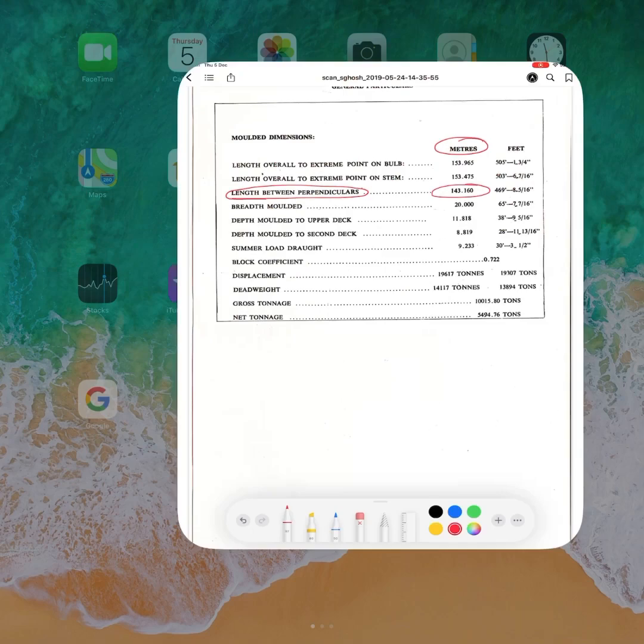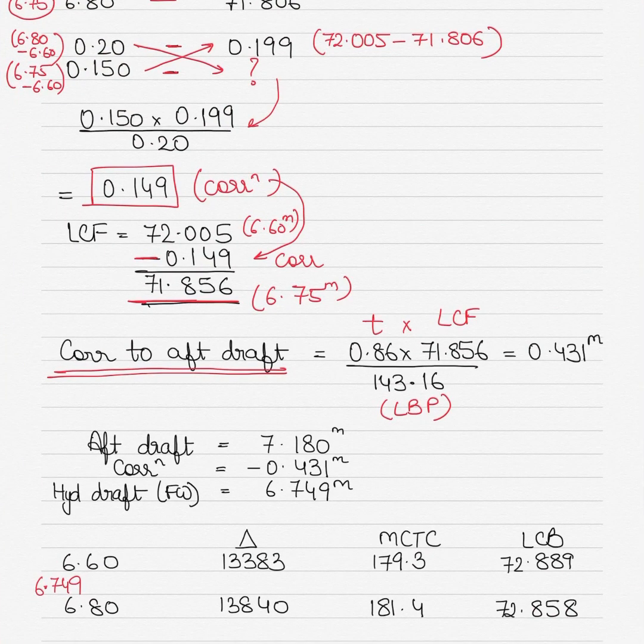Alright, so you will use this value, go back into the calculation, and you can see the LBP value is mentioned there. So using that formula, trim multiplied by LCF divided by LBP, you find out the correction to the aft draft as 0.431 meters. Use this correction and always subtract it from the aft draft. Since the aft draft is more, this vessel is trimmed by stern. So you will subtract it from the aft draft, and your hydrostatic draft is 6.749 meters. That is your hydrostatic draft.